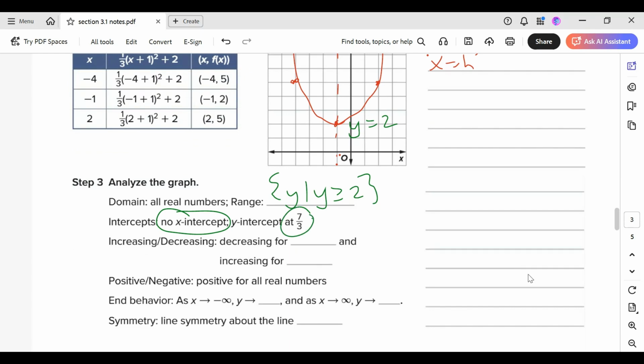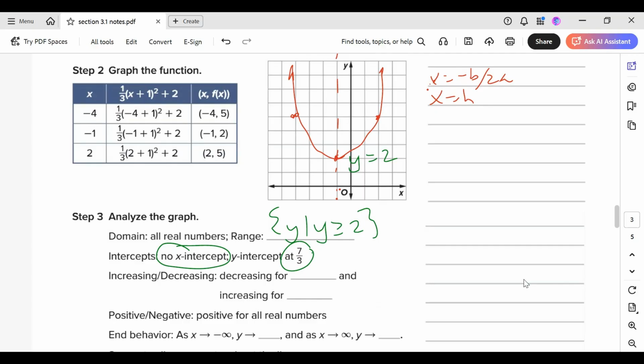Now, when we look at our graph, it's asking about increasing and decreasing. Well, we are decreasing from negative infinity to basically -1.